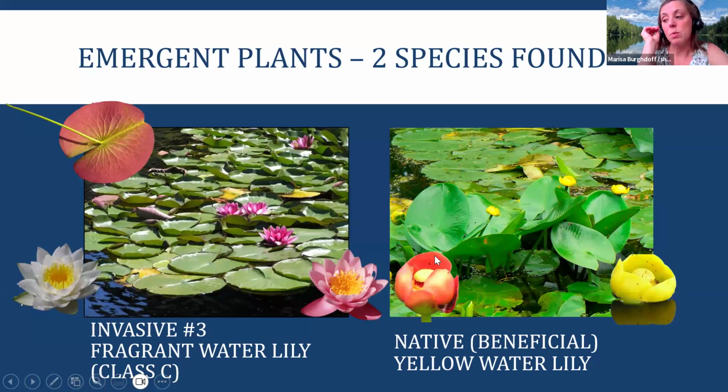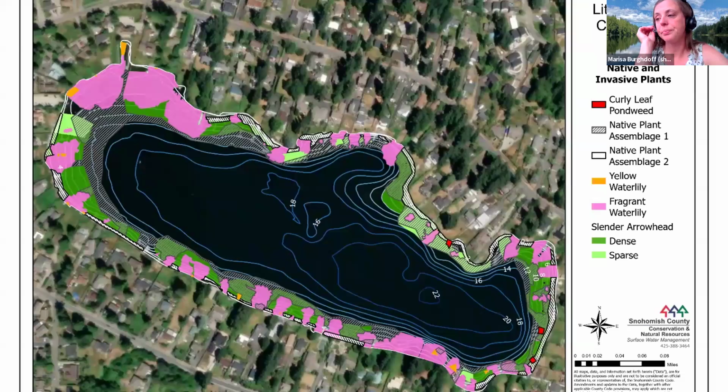There is a native lily as well, though, and this is one of those beneficial plants. It can grow densely in small areas, but it doesn't tend to spread like the fragrant water lily. So it's recognized by an orange or yellow or sometimes even red ball-like flower, and it has elongated leaves more than the invasive type. So that's a good one that we want to keep.